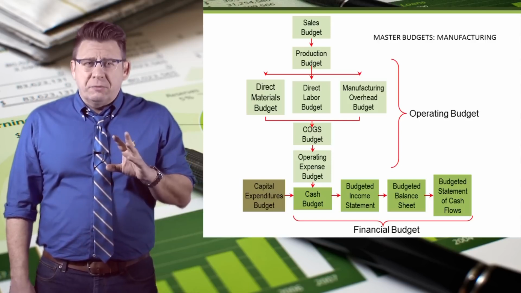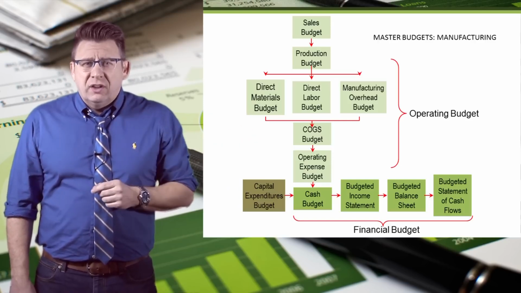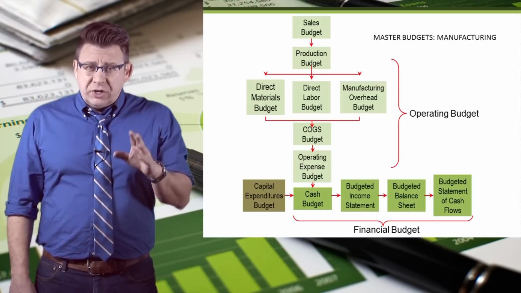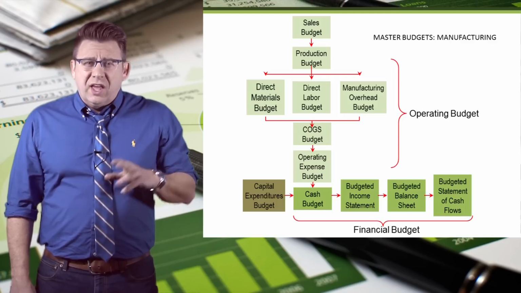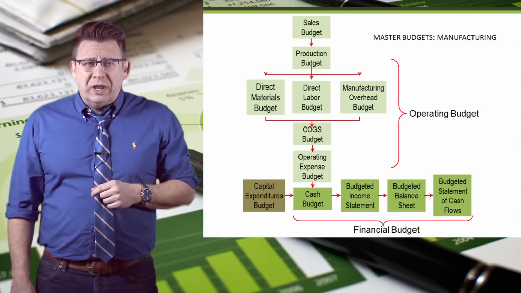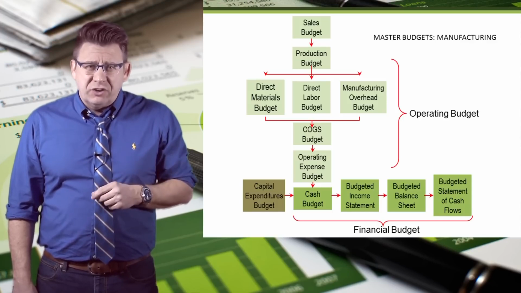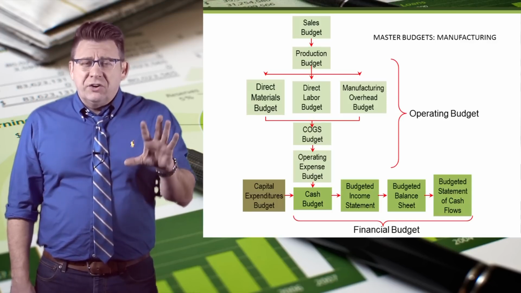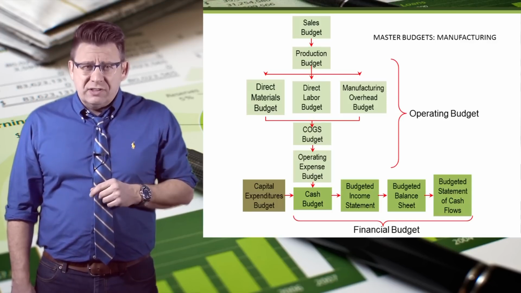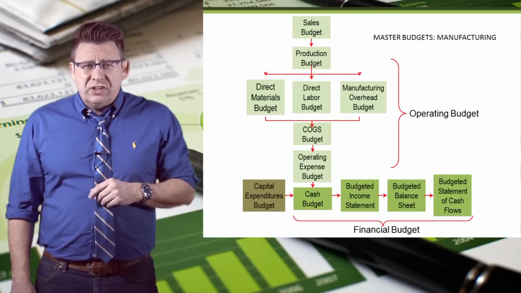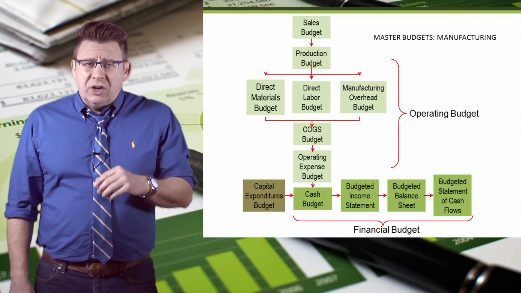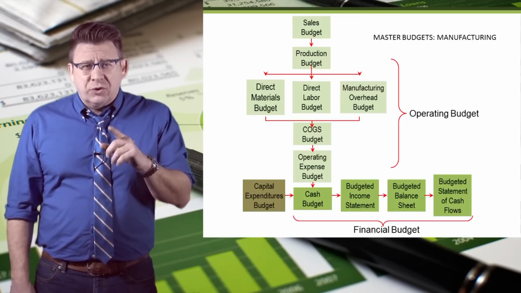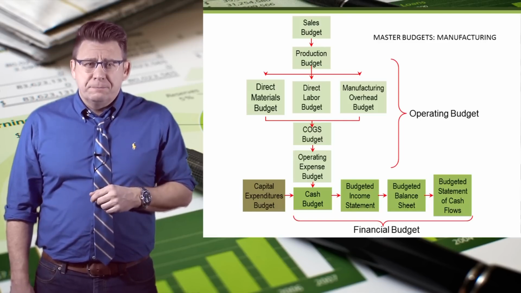The master budgets for manufacturers are shown here. They are the sales budget, production budget, direct materials, labor, and overhead budgets. It also includes a cost of goods sold budget and operating expenses budget. These collectively are known as the operating budgets. Then there's a capital expenditure budget, a cash budget, and the budgeted financial statements. The remaining videos related to budgeting explain how to create and use these budgets.